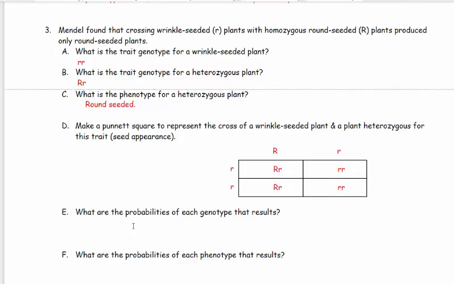Okay, let's move on. Let's take a look at question E. What are the probabilities of each genotype that results? Again, you've had some time to look over this. It's pretty similar, so I'm going to go through this very quickly.